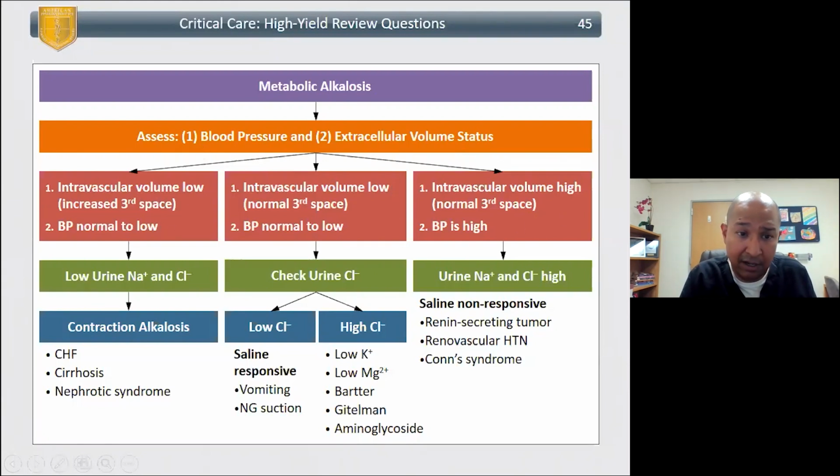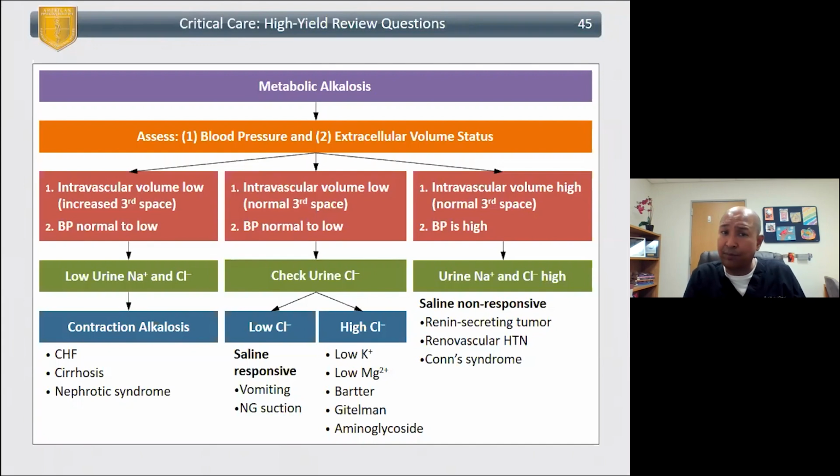three categories. Number one is going to be individuals that have a low intravascular volume. So inside the vessel, it's kind of low. But when you do a physical exam, they have increased volume in the third space. So they could be edematous, lower extremity edema. So anytime you have edema, fluid in the third space, well, the main problem is it's got to be a hydrostatic problem or an oncotic problem.